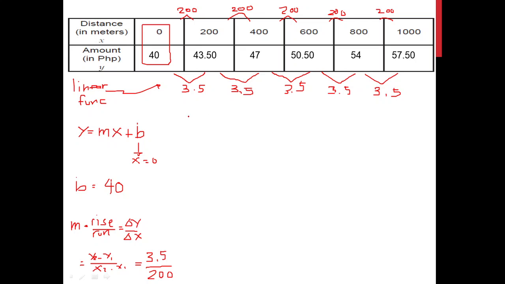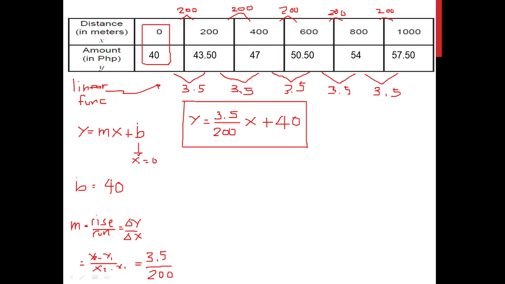y is equal to mx plus b. So we have our equation here as 3.5 over 200, copy the x, that is our variable, plus our intercept, which is 40. There you go. This is our equation. Now let's substitute the values of x here, to see if we got the correct answer. When x is equal to 0, 0 multiplied by this one is equal to 0, right? What's left is 40. That is checked.